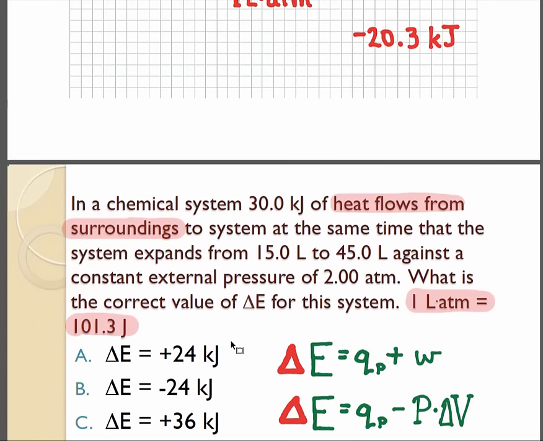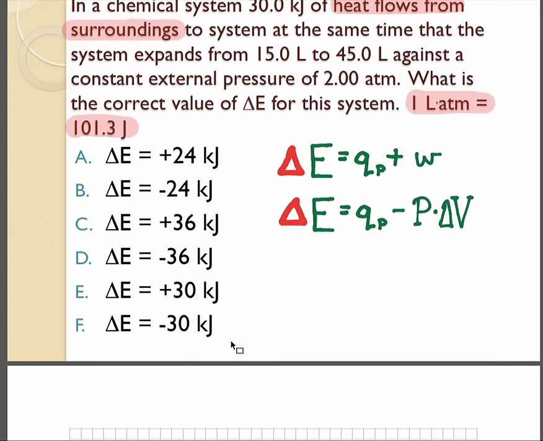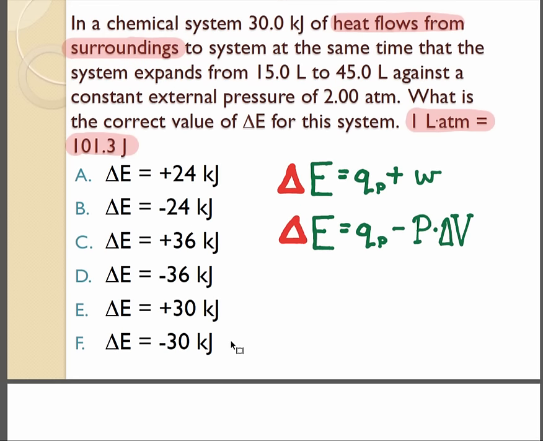What else should I say? Another example. Interesting. Let's see, what's new here? Liter atmosphere, the volume goes from 15 to 45. The pressure is 2, 30 kilojoules. 30 kilojoules of heat flows from the surroundings. If you were brave, you could pause the video right now and try this yourself.